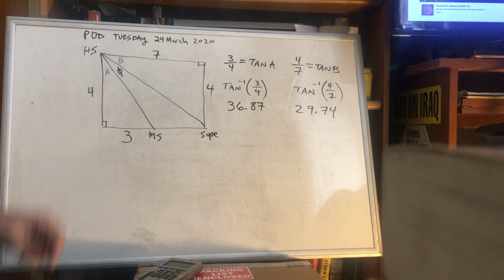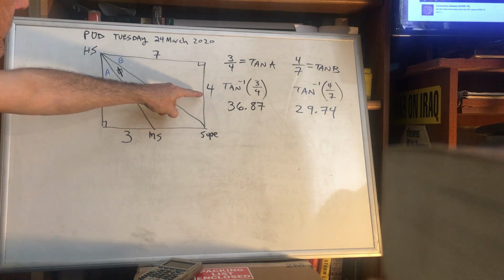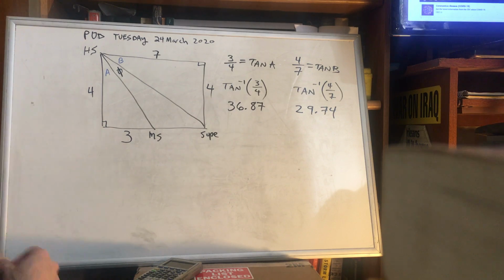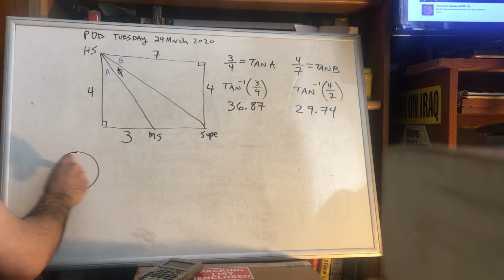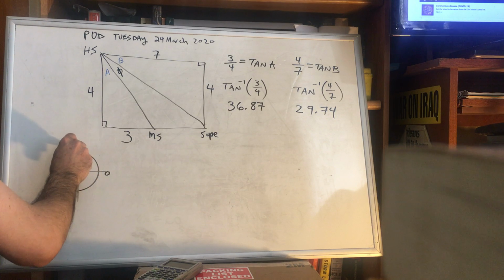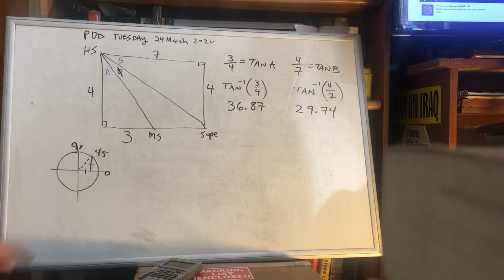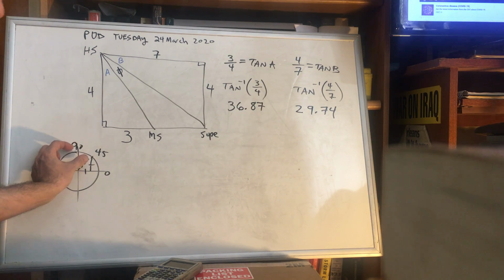Alright. And B should be less because the ratio 4 to 7 is smaller than 3 to 4. Right? So remember the tangent. Right? When we're going from 0 to 90. At 45, that's when you have your isosceles triangle. So anything between 0 and 45, the tangent is less than 1. And anything between 45 and 90, the tangent goes from 1 to infinity.